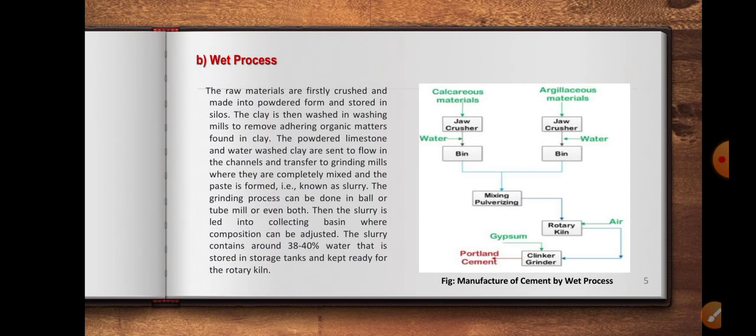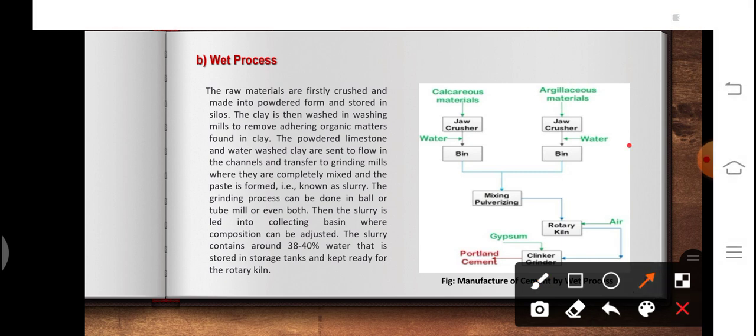Now let us talk about the wet process. The only difference between the dry and wet process is that in the wet process we basically remove adhering organic matter found in clay by washing it with the help of water. In the ray diagram you can see that water is added after the crushing. After crushing, water is added to wash off the organic matter found in the clay. Then it is stored in bins.